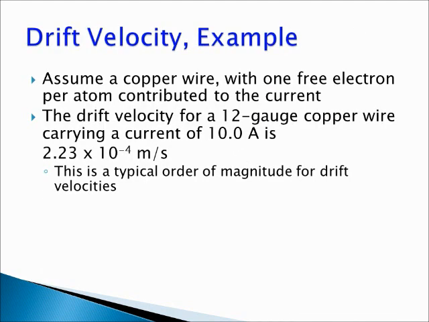Even when the macroscopic current is large, the actual drift velocity of charge carriers is very small. Let's assume a copper wire with one free electron per atom contributed to the current. The drift velocity in this copper wire carrying a current of 10 amps is of order 2 times 10 to the negative 4 meters per second. This is a typical order of magnitude for drift velocities.